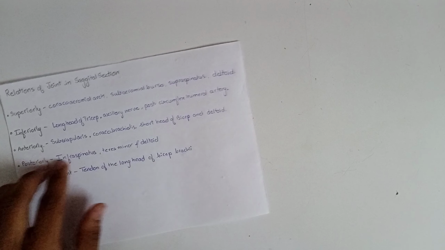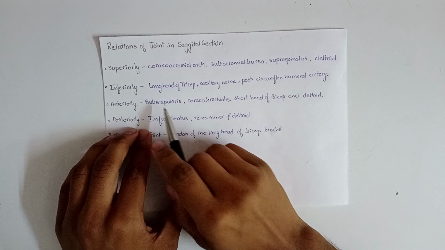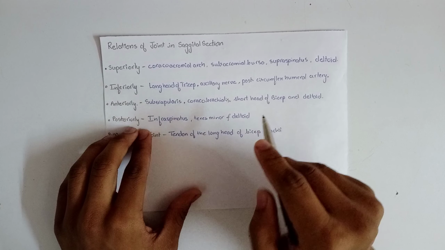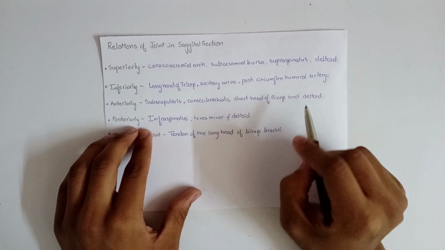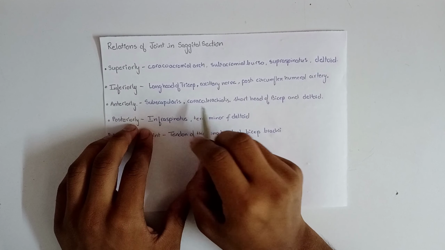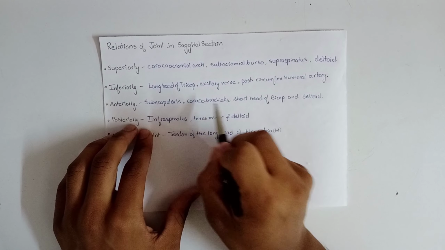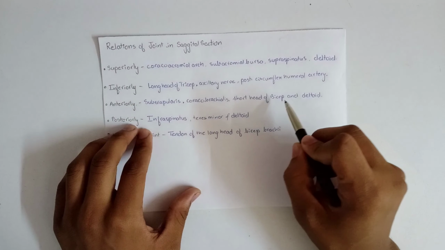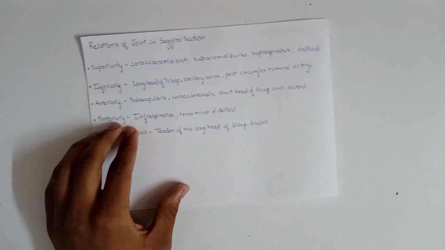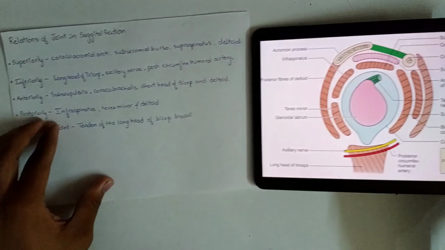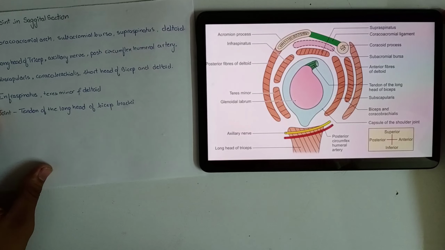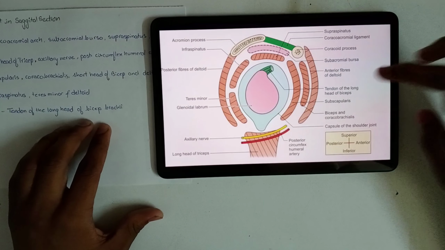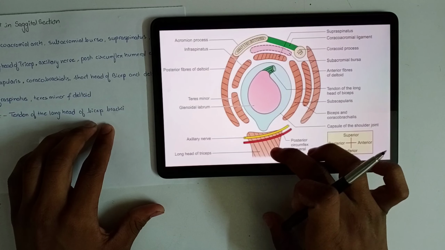Anteriorly we have subscapularis, coracobrachialis, short head of biceps and deltoid. So anteriorly we have 4 muscles. 1, 2, 3, 4. Subscapularis, coracobrachialis, biceps brachii and deltoid. Showing you here only. So this is our anterior relation.